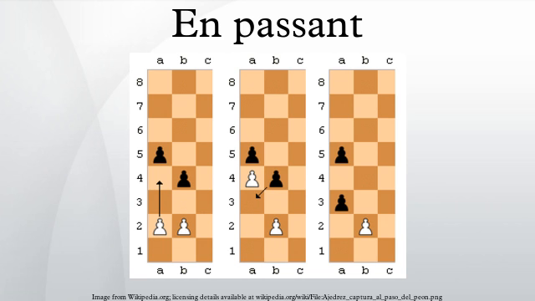Notation: in either algebraic or descriptive chess notation, en passant captures are sometimes denoted by e.p. or similar, but such notation is not required. In algebraic notation, the move is written as if the captured pawn advanced only 1 square, for example, bxa3 in this example.